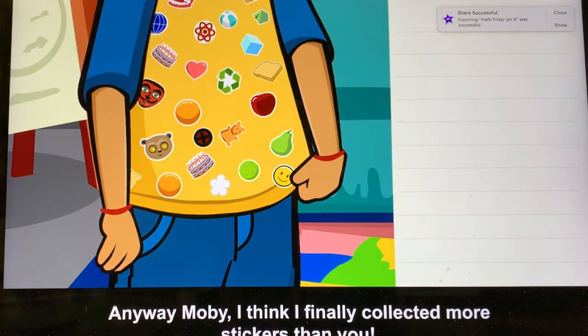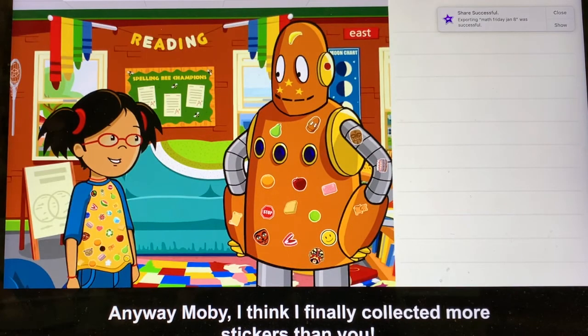Anyway, Moby, I think I finally collected more stickers than you.